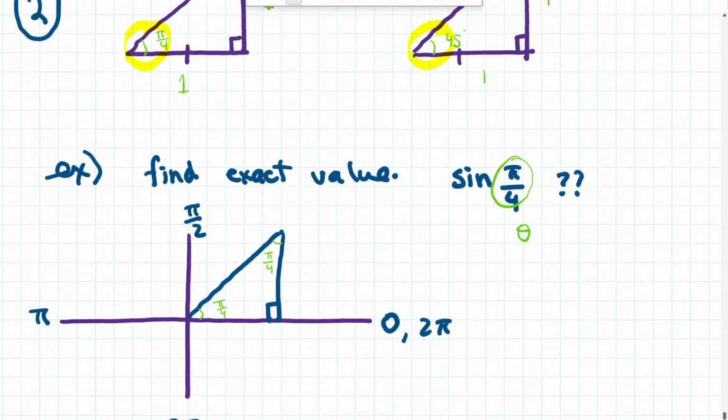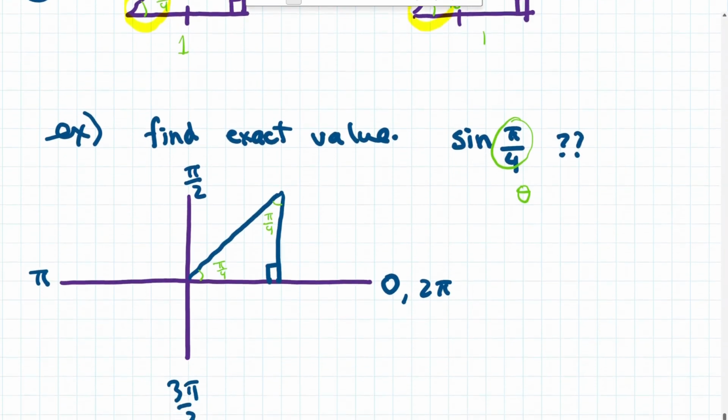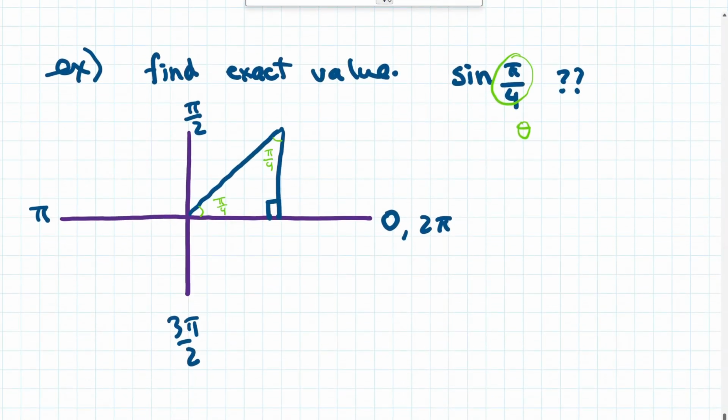Okay, let's consult our special triangles. We see that this is special triangle number 2, so it has side lengths 1, 1, and root 2. So that means we can fill those in. So we have 1, 1, and root 2. Okay, so again, we've filled out our triangle, but how can we solve for this value over here?